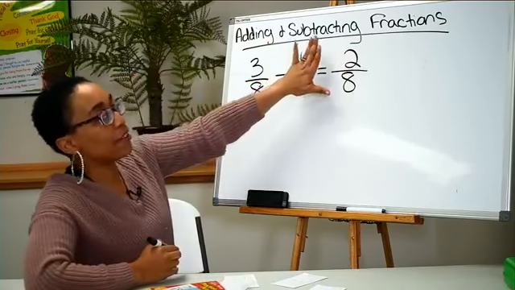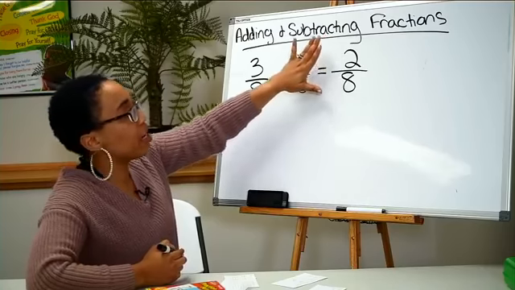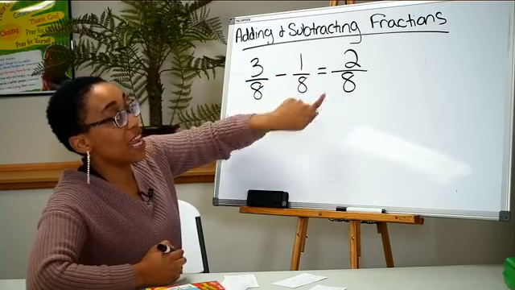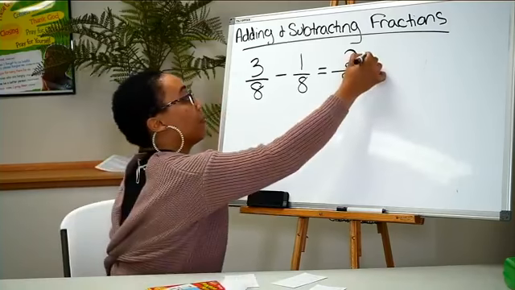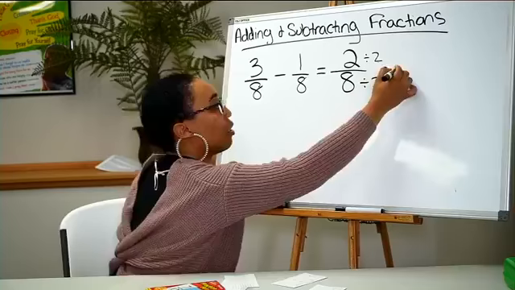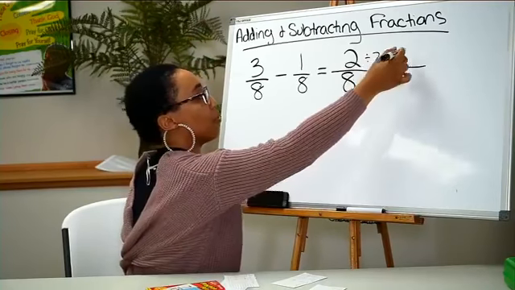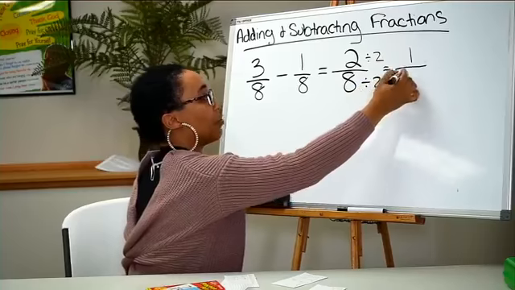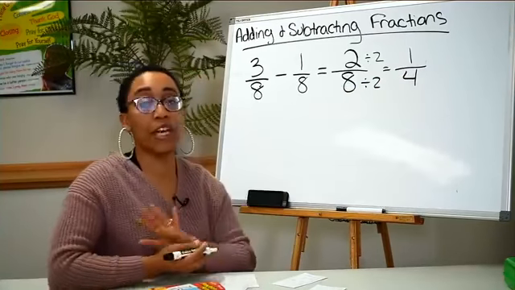And just like with one of the previous examples, if you can reduce a fraction, go ahead and reduce it. The number that can go into both 2 and 8 evenly is 2. So we're going to divide 2 up here, divide 2 down here. That equals 2 divided by 2 is 1, and 8 divided by 2 is 4. Can no longer reduce, so you're done.